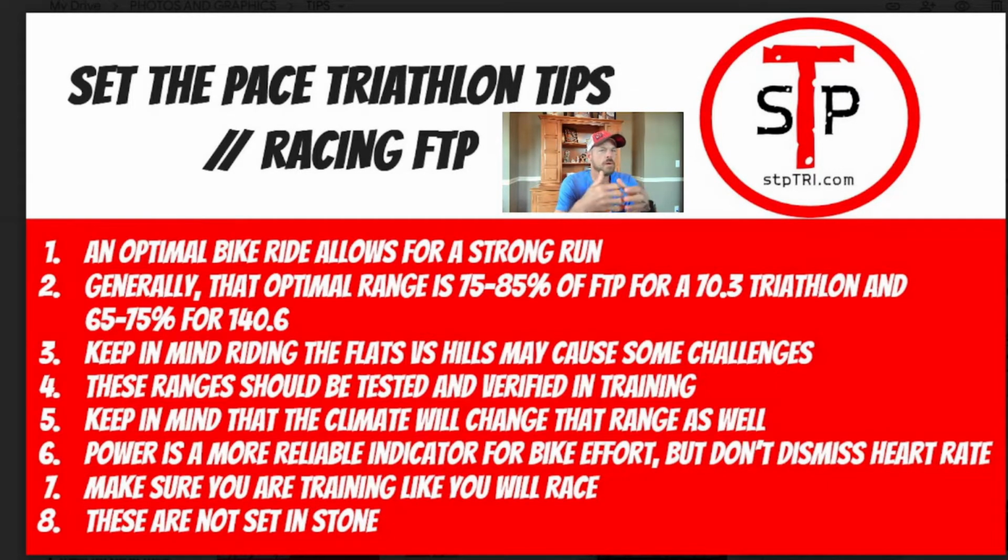I want my athletes and anybody using my plans to be able to come off the bike with energy that they can manage the rest of that race with, because the race doesn't end at the end of the bike ride. If it does end for you there, then you're probably looking at a DNF. So optimize the bike ride to allow for a strong run. Generally, that optimal range is 75% to 85% of FTP for 70.3 triathlon and 65 to 70% for 140.6. Notice, the longer the distance, the lower that target is going to be for your FTP.